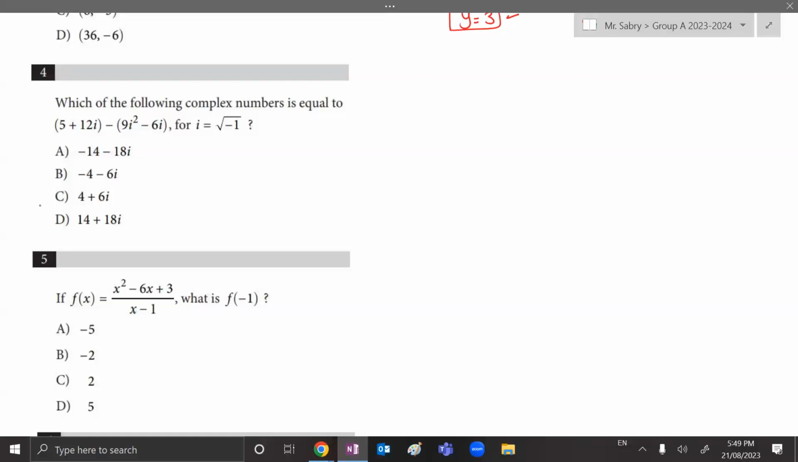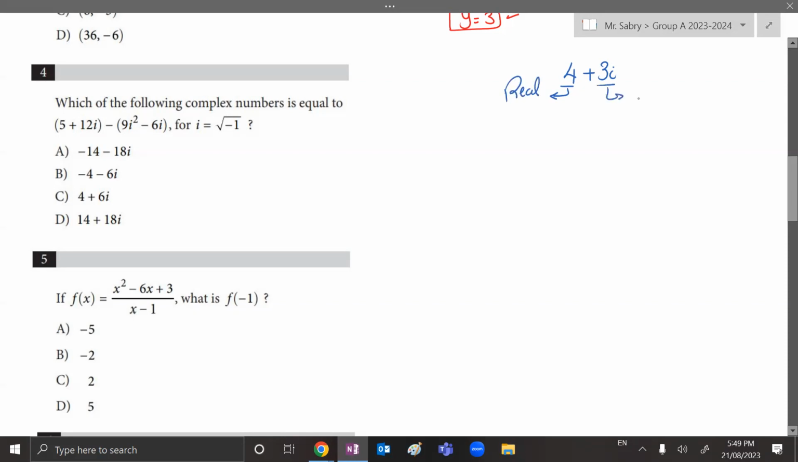Complex numbers are basically numbers that have a real number and an imaginary number. For example, something that looks like this: 4 plus 3i. This part is called the real part. This is the real number, not red, real.